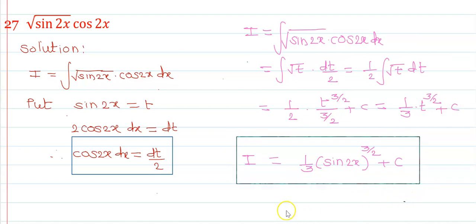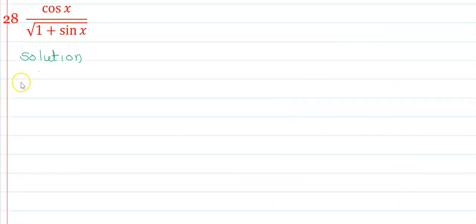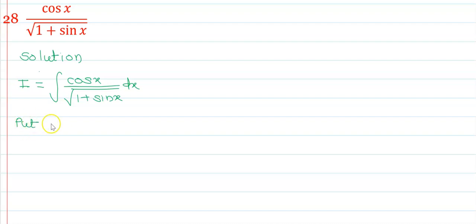Now the next problem. I is equal to the integral of cos x upon root of 1 plus sin x into dx. Now what is the substitution here? 1 plus sin x is equal to t. Its derivative is cos x. Therefore, put 1 plus sin x is equal to t.